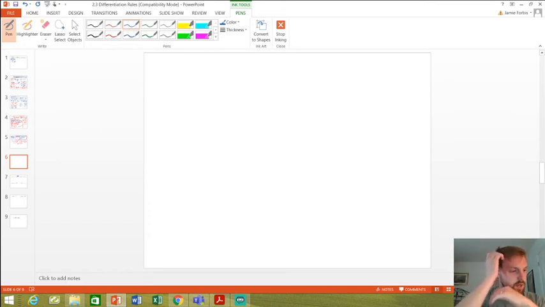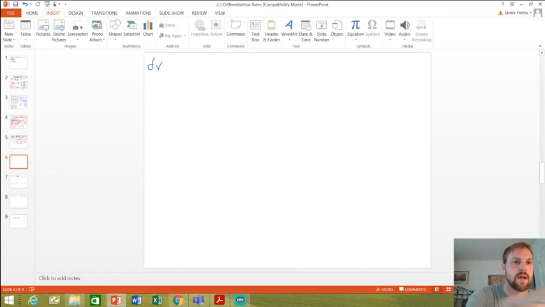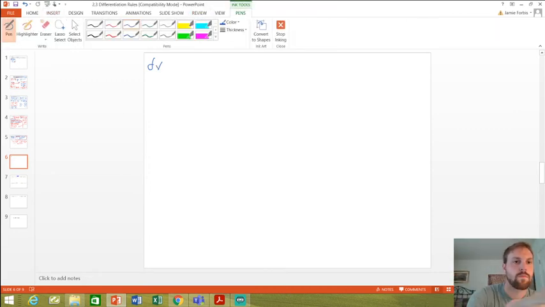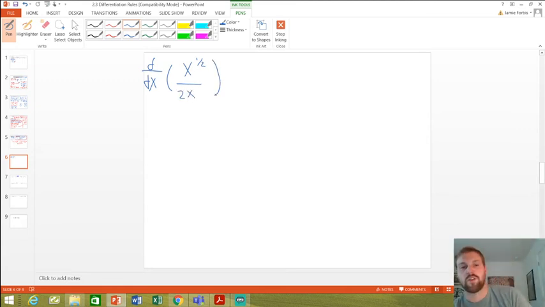Okay, let's do this one. So I'm going to take the derivative of x to the 1/2 over 2x. Again, this is something you could probably simplify and do power rule with, but it's a good problem to help us know how the quotient rule works.